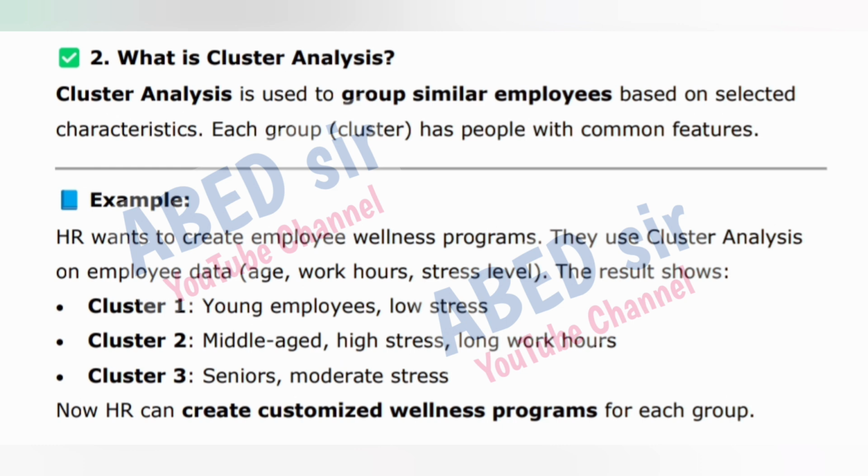Example: HR wants to create employee wellness programs. They use cluster analysis on employee data, age, work hours, stress level. The result shows: Cluster 1, young employees, low stress. Cluster 2, middle-aged, high stress, long work hours. Cluster 3, seniors, moderate stress. Now HR can create customized wellness programs for each group.